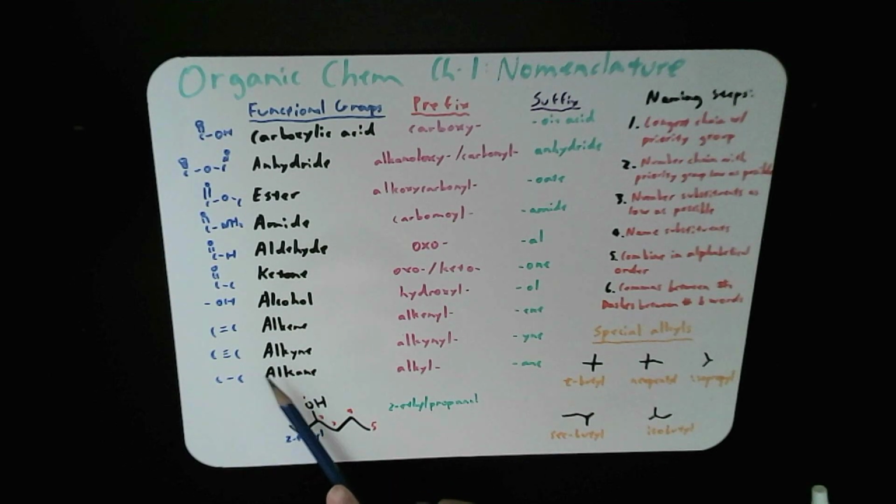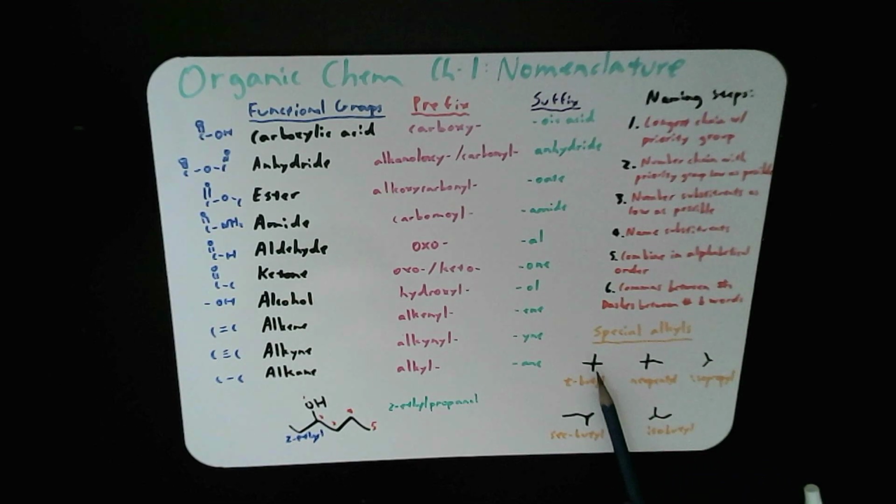Next, we have alkyne, which is triple bonded C to each other. Prefix is alkynyl, and the suffix is -yne. Alkyne, Y-N-E. Lastly, we have alkane, with alkyl group for a prefix and ane. Simple as that.